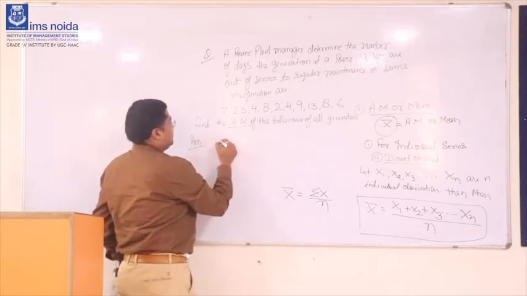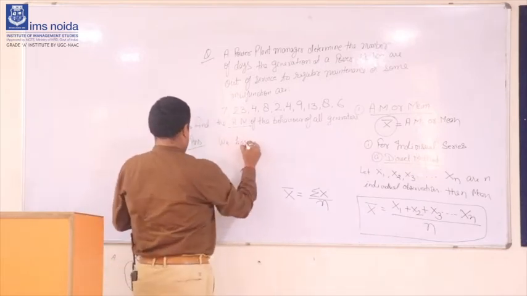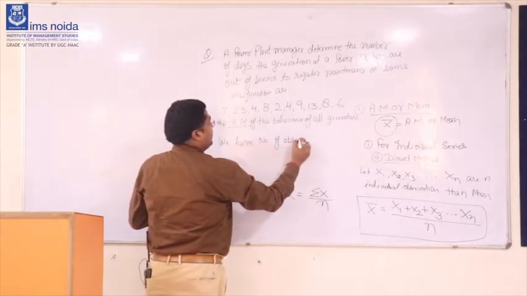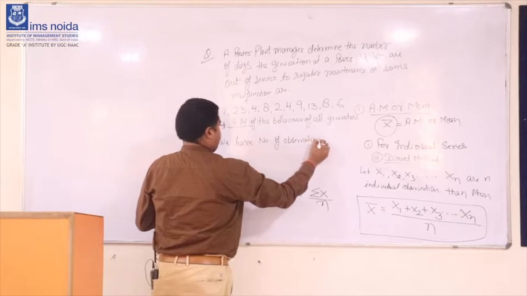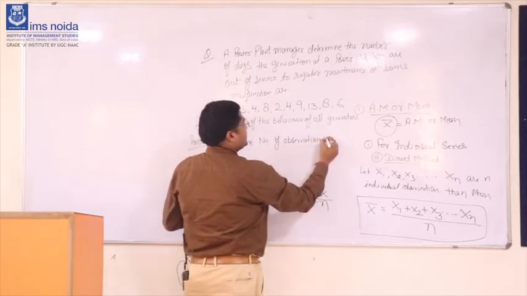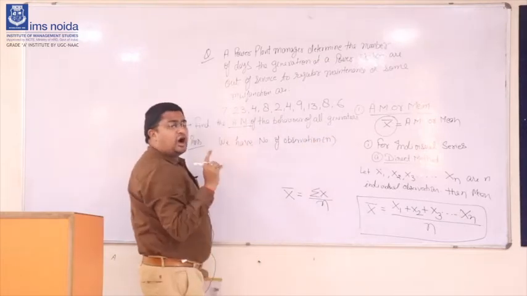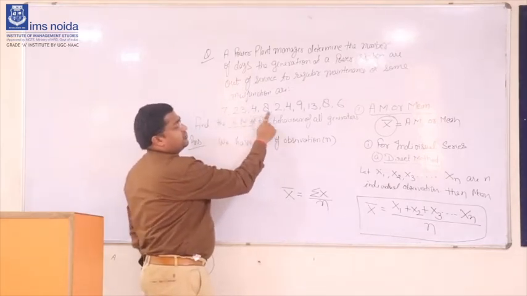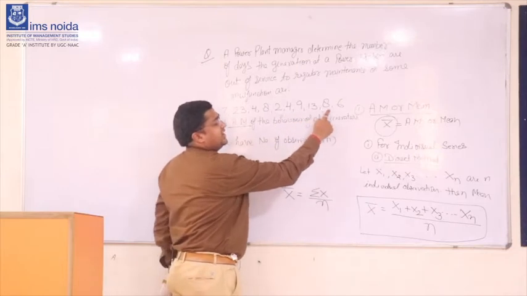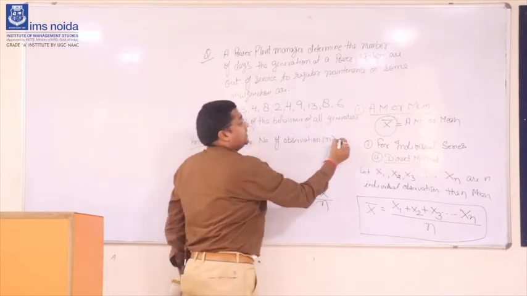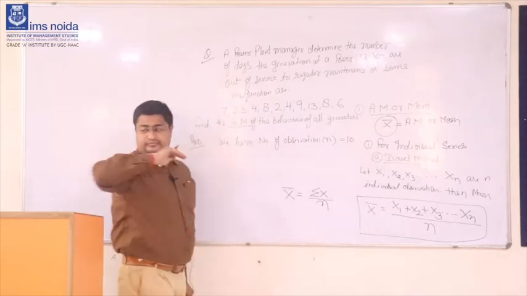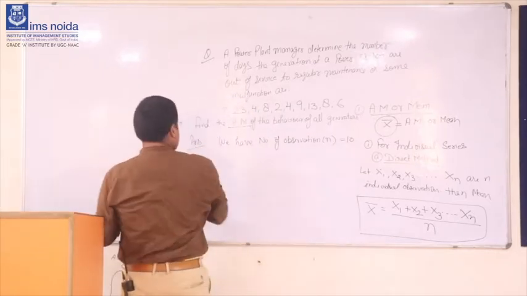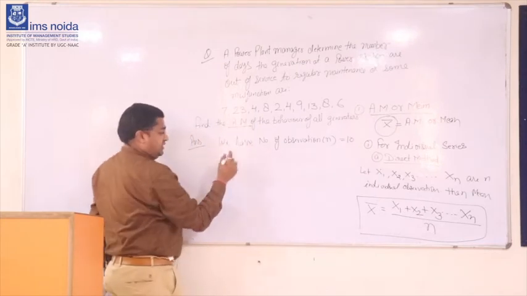First, we have the number of observations, represented by n. Count the number of observations in this question: 1, 2, 3, 4, 5, 6, 7, 8, 9, 10. That means n equals 10.